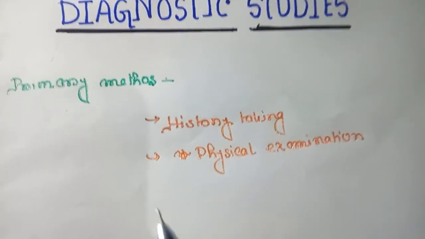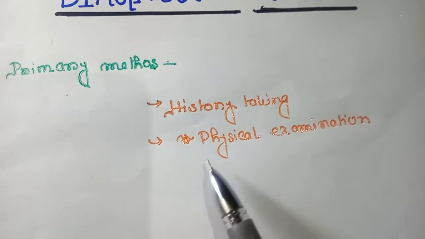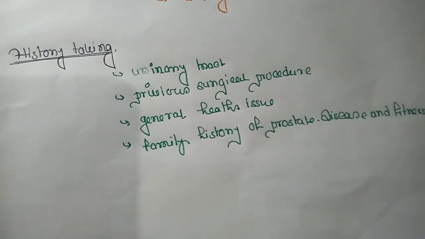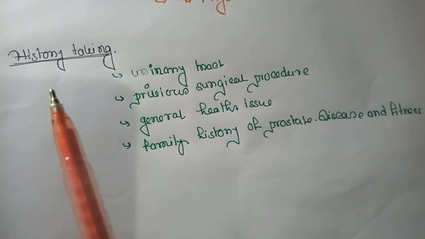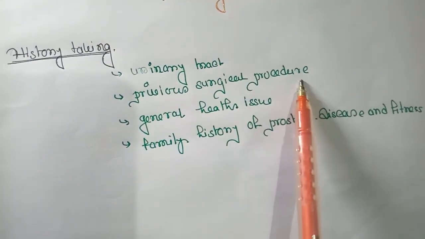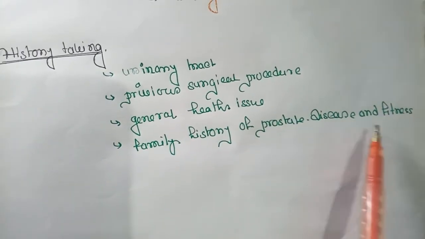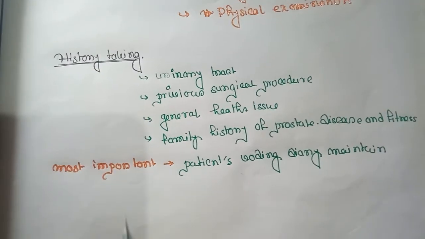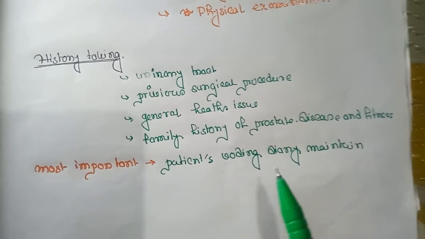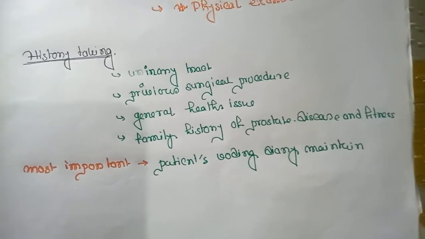The primary methods used to diagnose BPH include history taking and physical examination. In history taking, the health history focuses on the urinary tract, previous surgical procedures, general health issues, and family history of prostate disease and fitness. Most importantly, a patient voiding diary is maintained. A patient voiding diary is used to record voiding frequency and urine volume.